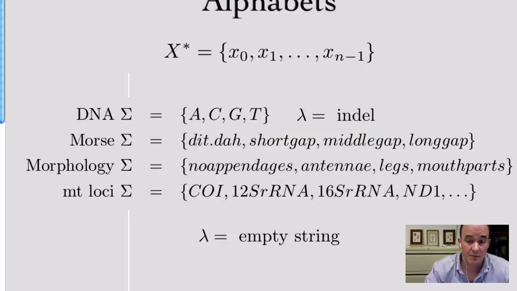These sequences are composed of alphabets, and some common alphabets: we have A, C, G, T nucleotides. Now we also have an indel character, which we will probably treat as an alphabet element, but technically probably is not. In Morse code, you have a small alphabet of dit, dah, short gap, middle gap, and long gap. In morphology, you might have elements referring to a body segment like an absence of appendages or antennae or legs or mouth parts. And for mitochondrial loci, you might have a series of loci to have there. And in all cases, you'd have to have an empty string, which would be used to represent an insertion, deletion, or gap character.